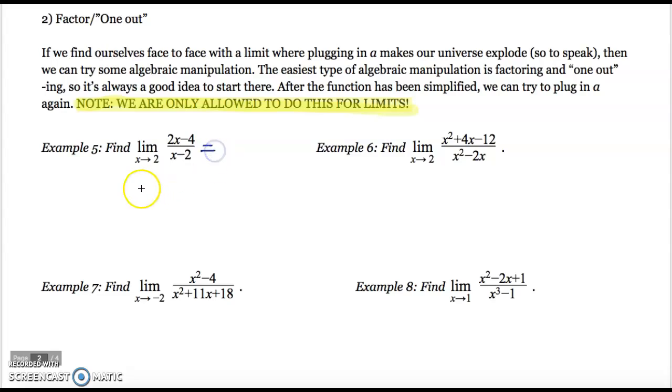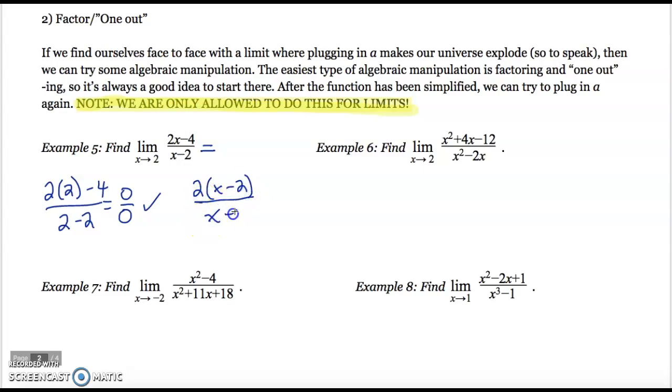So the first thing, if I try to plug it in, I'll get 2, and it's just a little test over here. 2 times 2 minus 4 over 2 minus 2. Okay, we got 0 over 0, check. So now the thing that I'm going to try is to factor. On top, I can factor out a GCF of 2. There's a 2 inside the 2x and a 2 inside the 4. So I can pull that 2 out, and I'm left with an x minus 2. And then I still have that x minus 2 on the bottom.